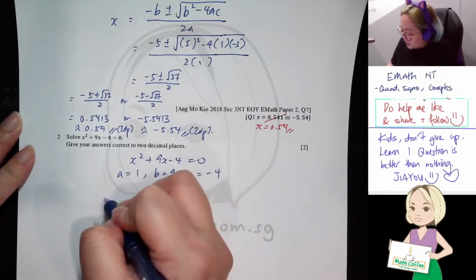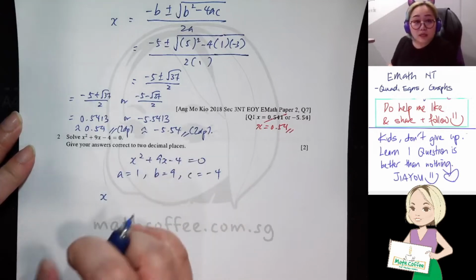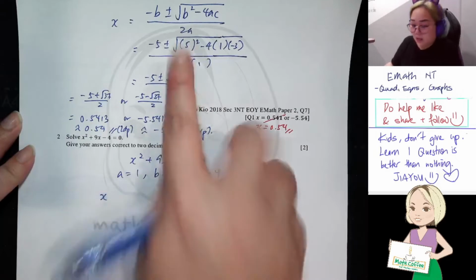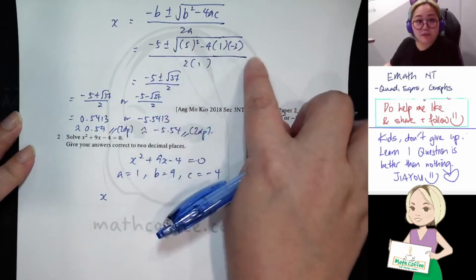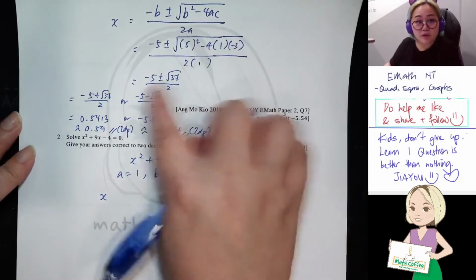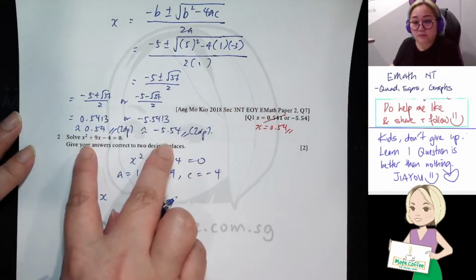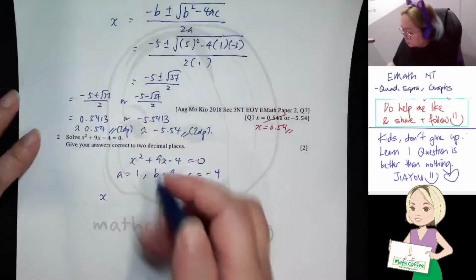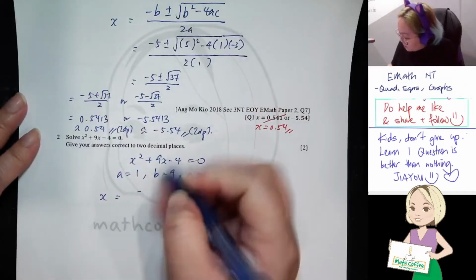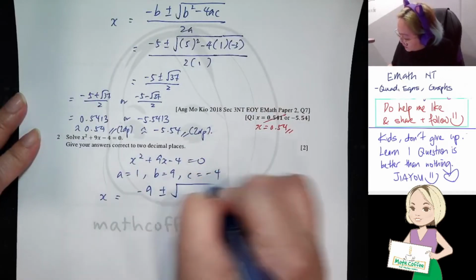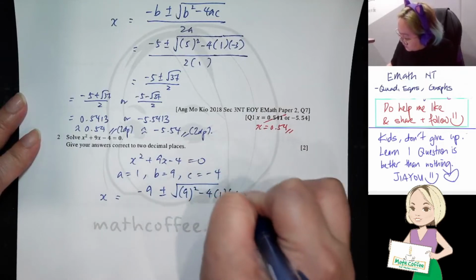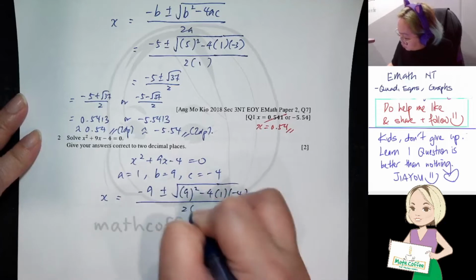Okay, so again, apply the formula. Take note, although you can use your calculator, you still need to show the formula. For example, you still need to write until here. Then after that, you don't have to write this, you can just press the calculator. So that means x is equals to minus b plus minus square root b square minus 4ac over 2a.